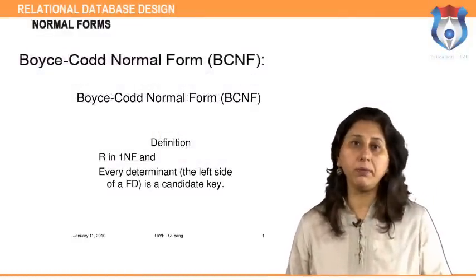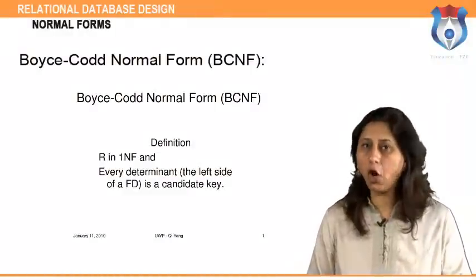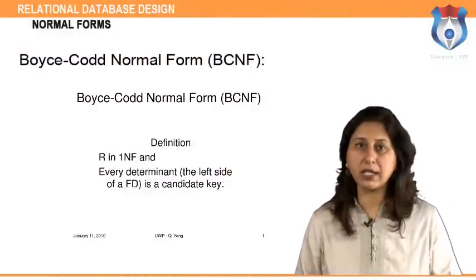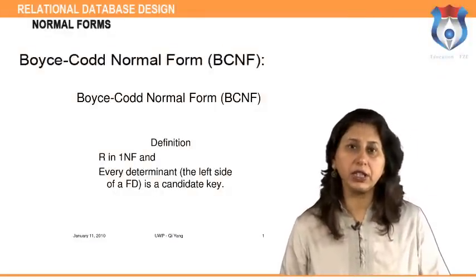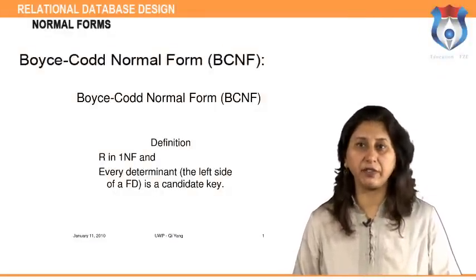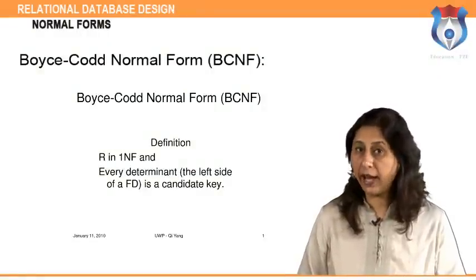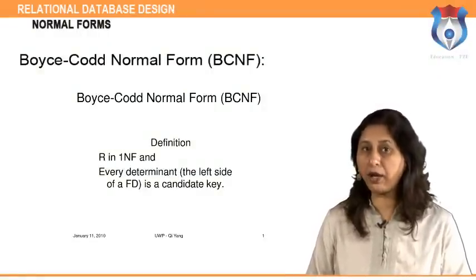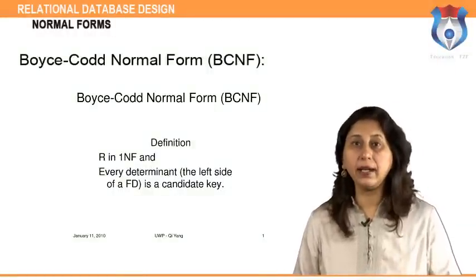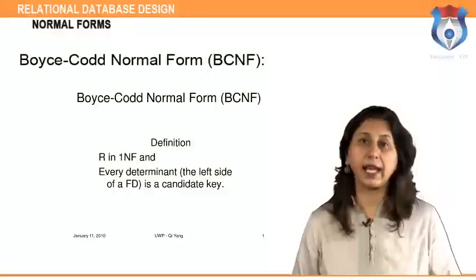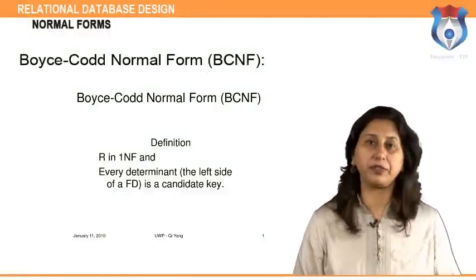Boyce-Codd normal form, or BCNF, or 3.5NF, is a normal form used in database normalization. It is a slightly stronger version of the third normal form, 3NF. A table is in Boyce-Codd normal form if and only if for every one of its non-trivial dependencies X to Y, X is a superkey, that is, X is either a candidate key or a superset of one.